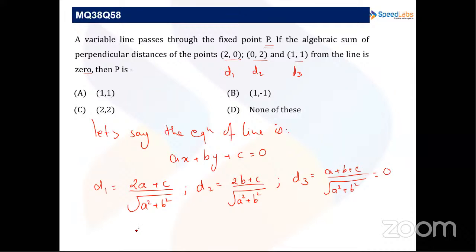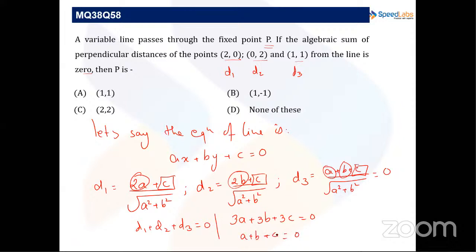Now, it is given that d1 plus d2 plus d3 equals to 0. On adding, we are having the same value of denominator, so numerator will be directly added. We will be getting 3a, 3b and 3c equals to 0, that is a plus b plus c equals to 0. Now, we were having the equation ax plus by plus c equals to 0, and we have got the condition a plus b plus c equals to 0. This condition is satisfied when x equals to 1 and y equals to 1.